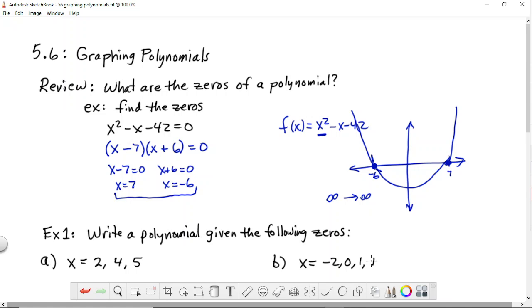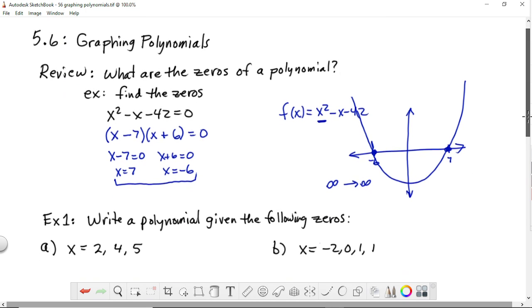Okay? So I'll try to make that look a little bit better. There, that's better. So that's our first example: graphing a polynomial using end behavior and also using the zeros.